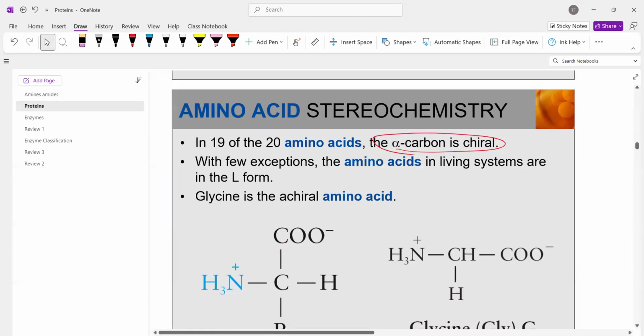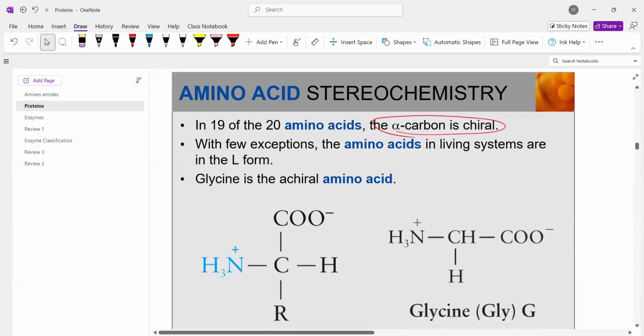And this was the chiral nature I talked about a few minutes ago. Achiral means not chiral.